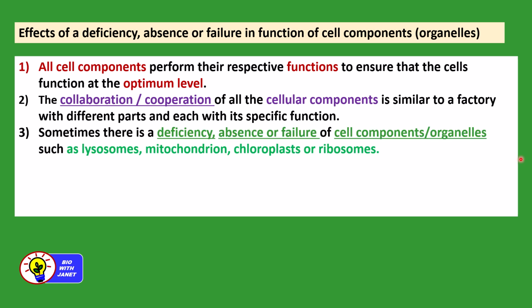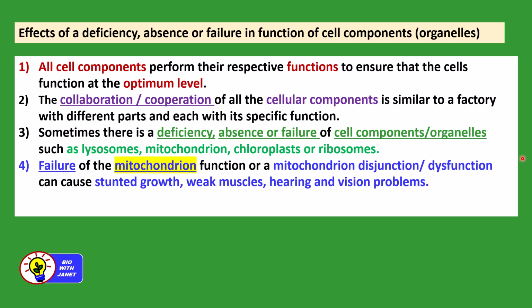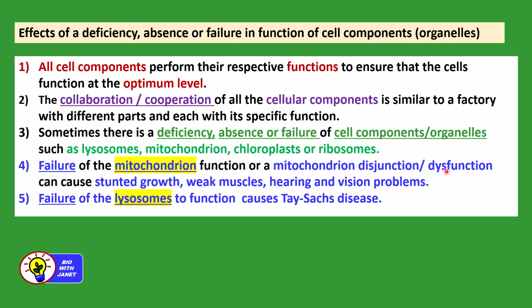However, sometimes there is a deficiency, absence, or failure of the cellular components or an organelle, such as the lysosomes, mitochondria, chloroplasts, or ribosomes. That means some organelles may not be able to carry out their functions efficiently. For example, failure of the mitochondrion, which is an organelle that produces energy through cellular respiration. Failure of mitochondrion function means dysfunction.